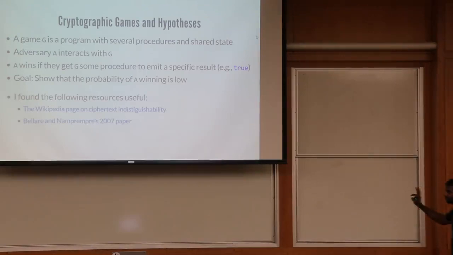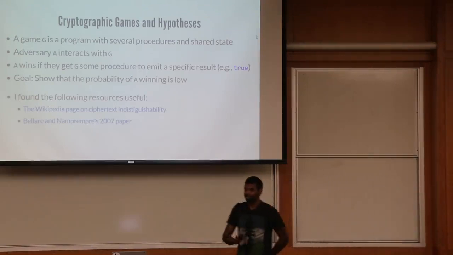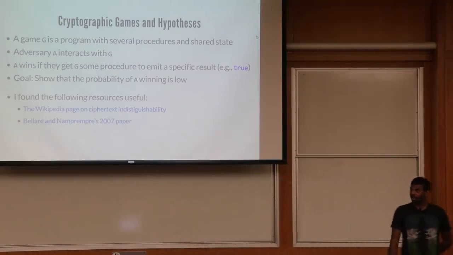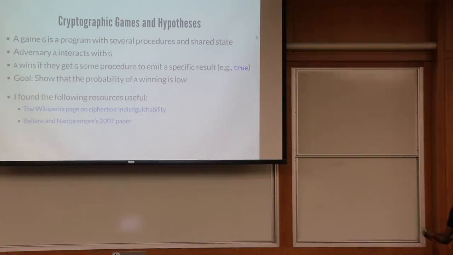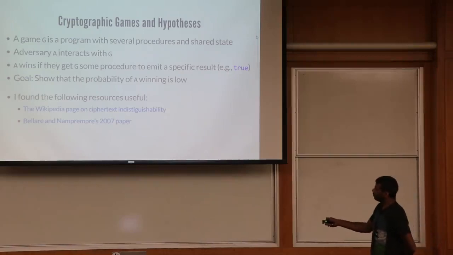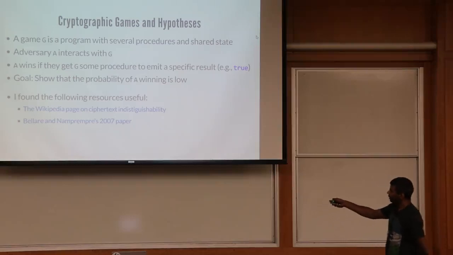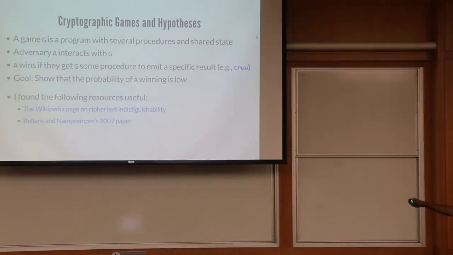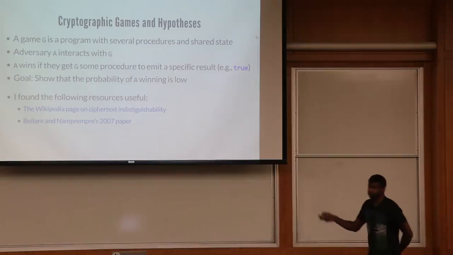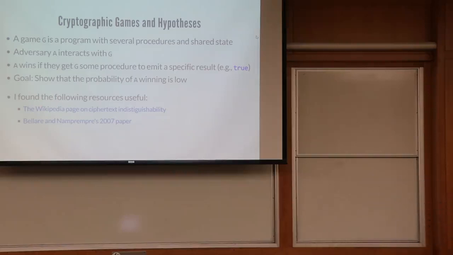Disclaimer, I'm not a cryptographer. Many of my colleagues are. I'm trying to interpret the modeling that cryptographers do through the lens of a programming language person. If you want the full story, for what I'm going to cover in this lecture, this paper by Bellare and Namprempre in 2007 is actually a pretty accessible paper for a PL person, written by cryptographers. You might want to check that out. The Wikipedia page is also surprisingly good, at least about ciphertext indistinguishability.